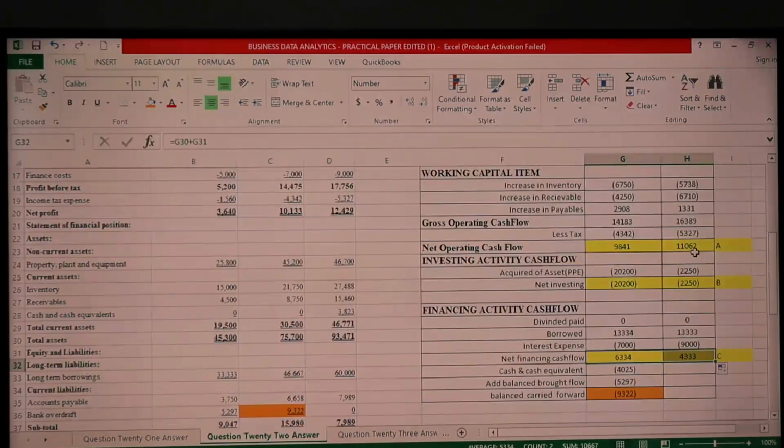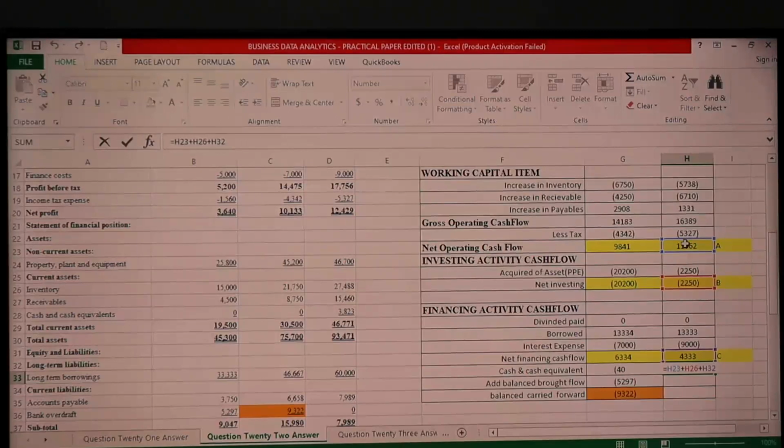So these values will be added together and will help you to get cash and cash equivalent for 2020. If you double click there, you'll see it, you pick those values above. You pick this value, and this value. So it makes your work so easy. Then you get the balance brought forward. Now it is taking the value of the cash and cash equivalent of this year.